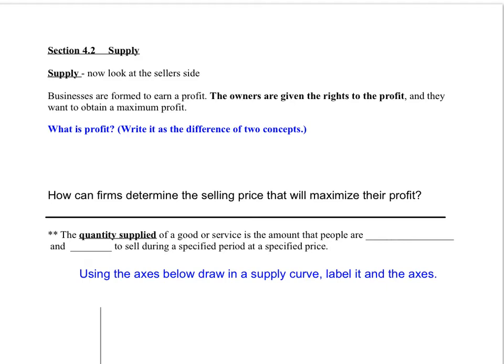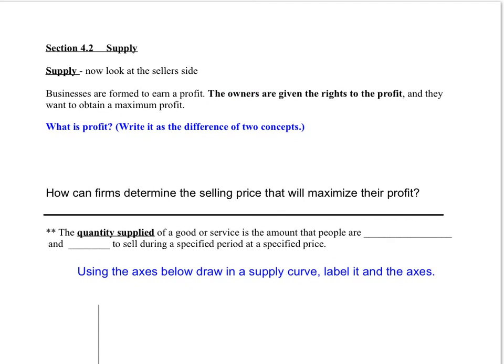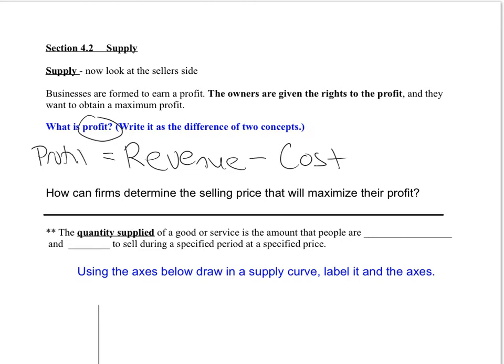Before we get into looking at the differences on changes in supply and quantity supplied, review an important topic of profit. So profit is simply equal to the revenue, which is how much money a firm takes in, minus their costs. And granted, there are fixed costs and variable costs. We'll deal with that later on. So if a company takes in $100 million, if their total costs are $90 million, then their profit is $10 million.